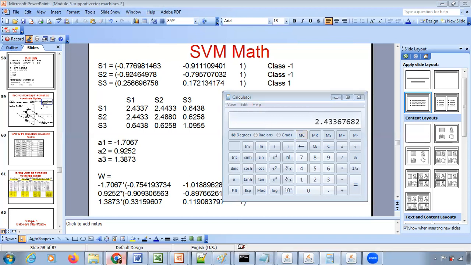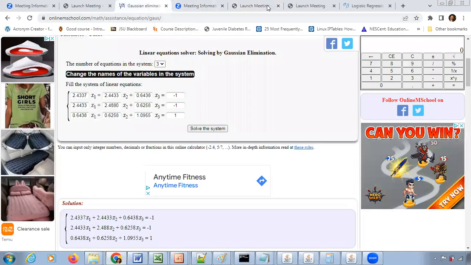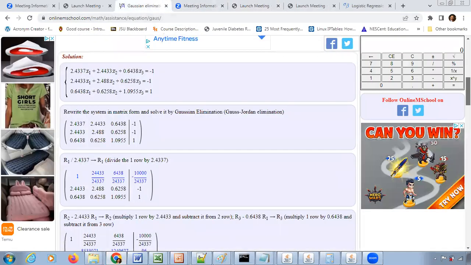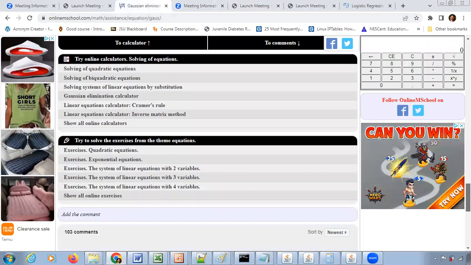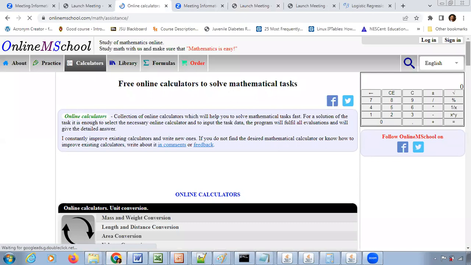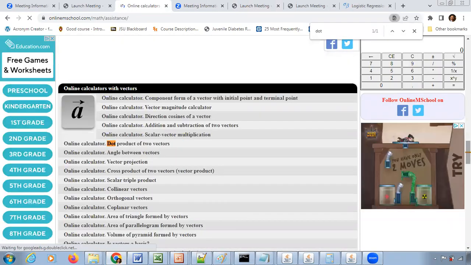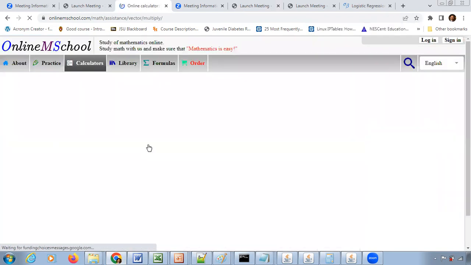There's an online calculator as well. This is some website we are using for Gaussian elimination, but if you pull this cursor down, you can see they have show all online calculators. They have a lot of online calculators, and if you search for dot product, you'll get one. So there's an online calculator for the dot product of 2 vectors.